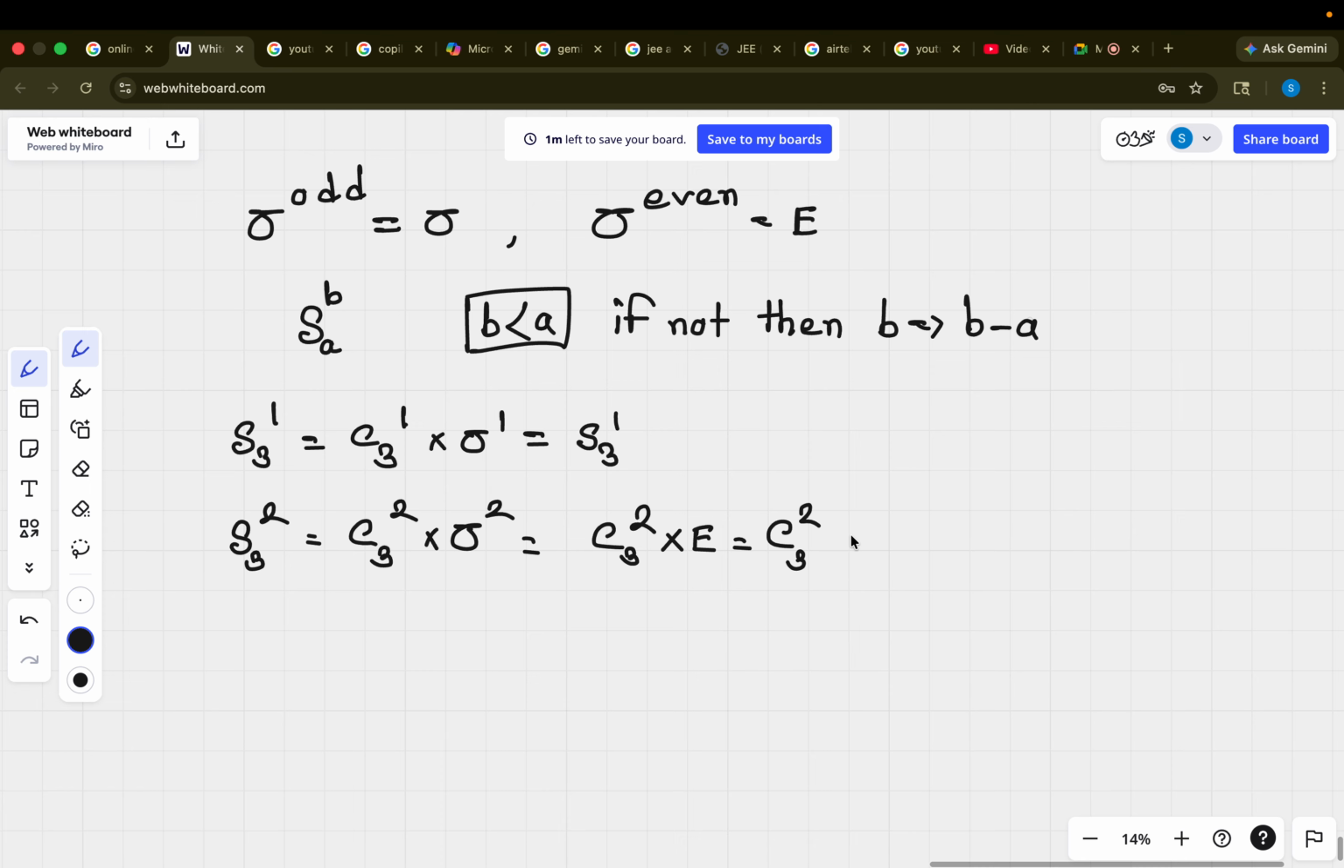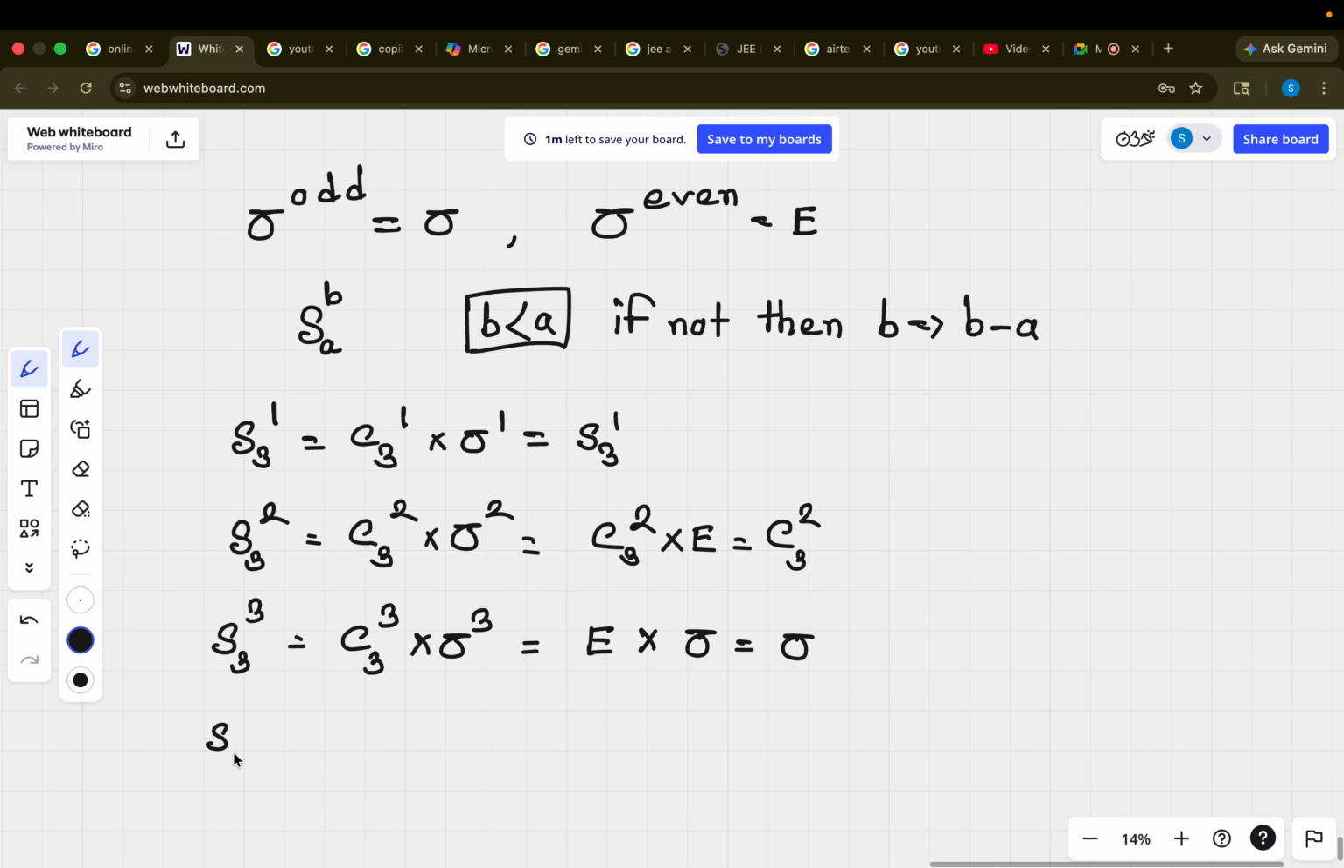So C_3^2. Now if you have S_3^3, that means C_3^3 into sigma cubed. Sigma odd means you will get sigma, right? And C_3^3, since A is equal to B, will be equal to identity E. So E into sigma cubed, and sigma to the power odd means sigma, so basically you are getting sigma.